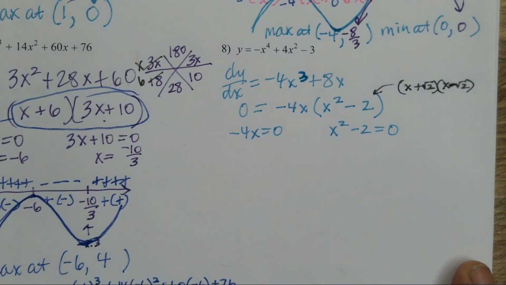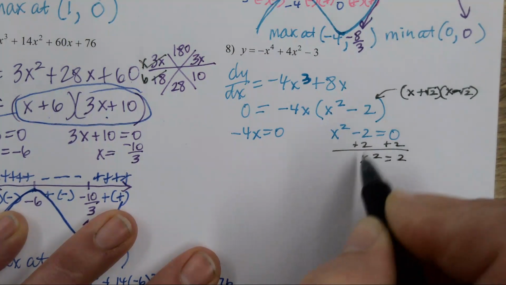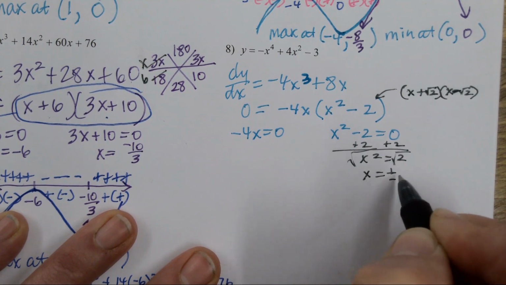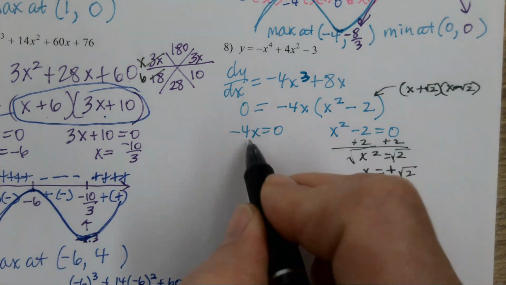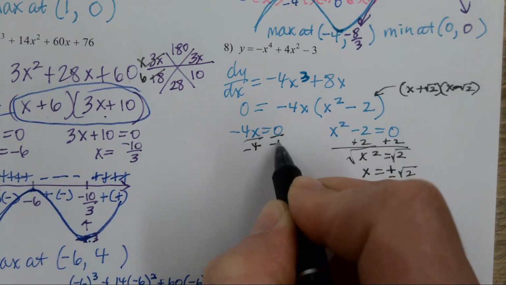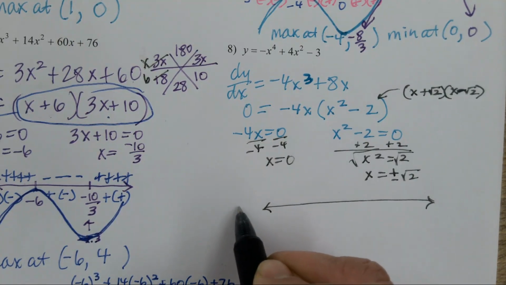That's what I meant. Or I can add 2 and take the square root of both sides. I just have to remember to do the plus or minus part. So I have 2 spots there, which makes sense to me because I'll have 1 spot here and 2 spots there. That'll give me my 2 maxes and my min, or the other way, my 2 mins and my max. Divide by negative 4, and that one's at 0.